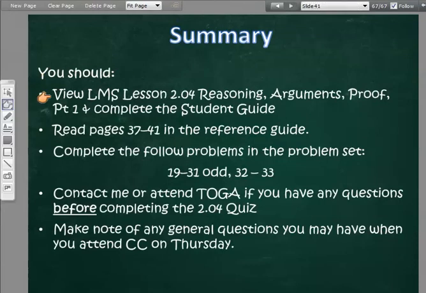Now what you should do, view the LMS lesson 2.04 Reasoning Arguments Proof Part 1. I believe that should be conditional statements, not reasoning arguments. Complete the student guide. Read pages 37 through 41. Complete problems 19 through 31 odd, 32 through 33. Contact me if you have any questions before you take the quiz, and then make note of any general questions you may have before you attend CC on Thursday.